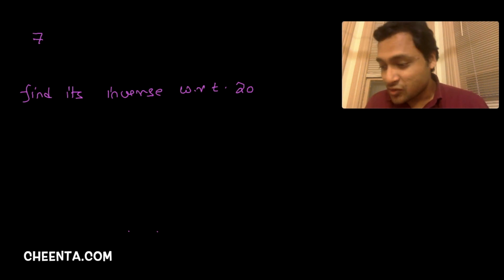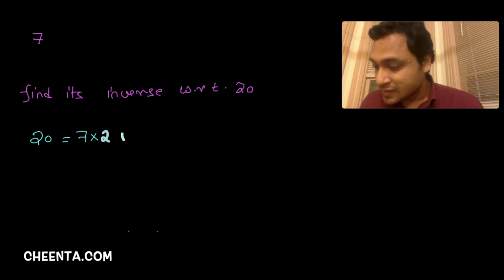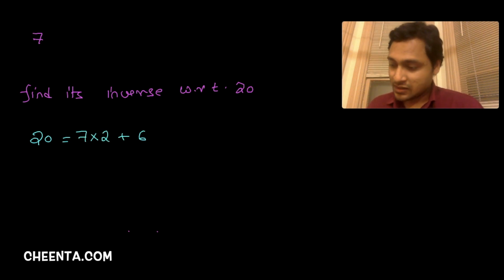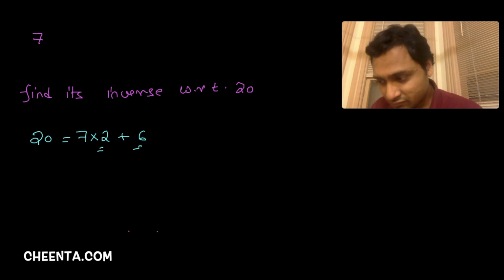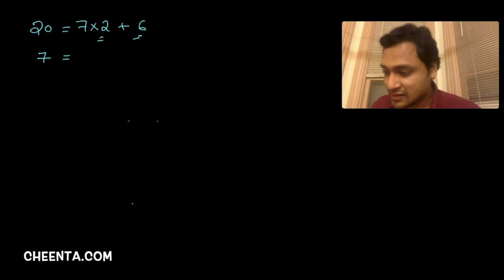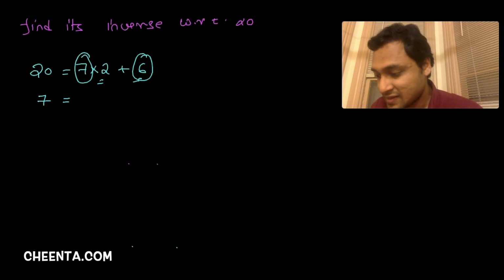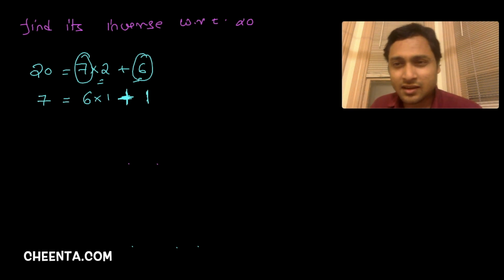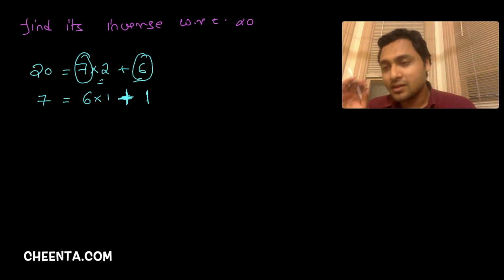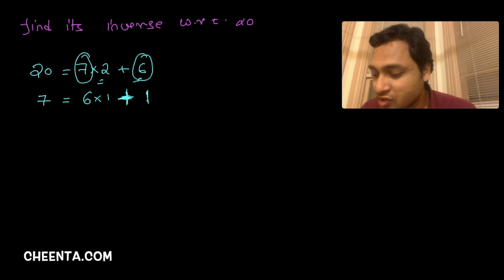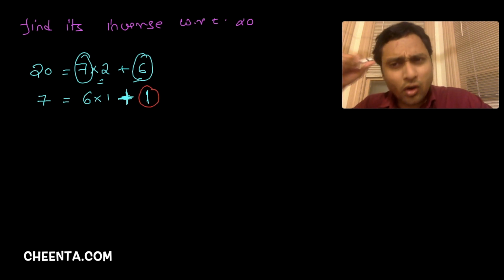Let's write again. Let's divide 20 by 7. So 7 times 2 plus 6 is 20. If you divide 20 by 7, the remainder is 6 and the quotient is 2. Let's divide 7 by 6. So 6 times 1 plus 1. That's where the Euclidean algorithm stops; the process stops as soon as we reach this 1. Will we always reach 1?